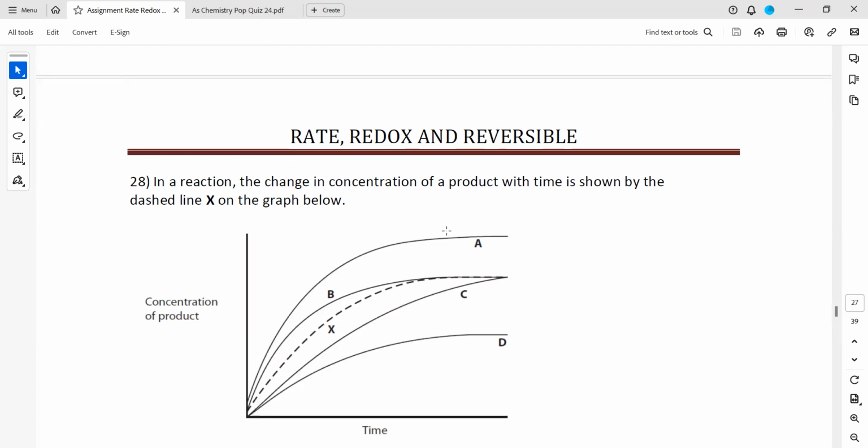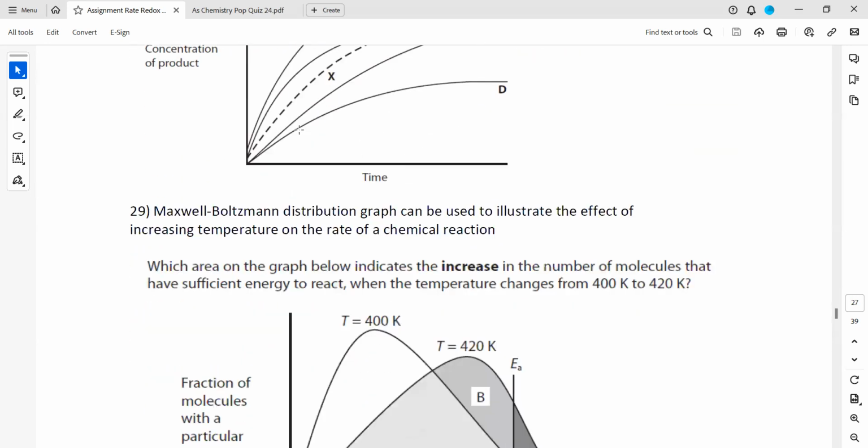Now, what will happen if we change the temperature, or if we increase the temperature? So an increase in temperature increases the rate, but not the amount of a product. So in that case, B will be the right answer. So how does an increase in temperature affect the rate? It only alters the rate, but it does not affect the amount of product.